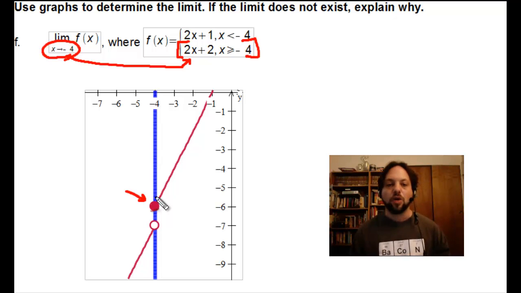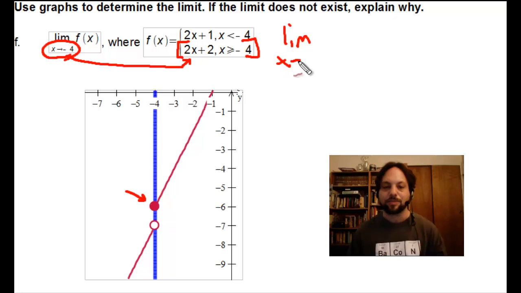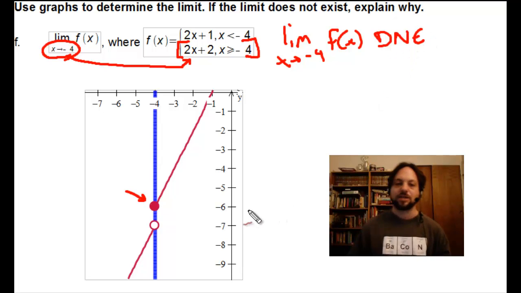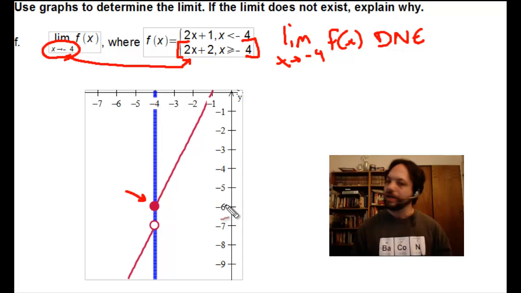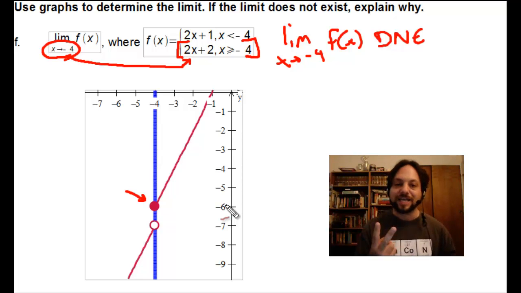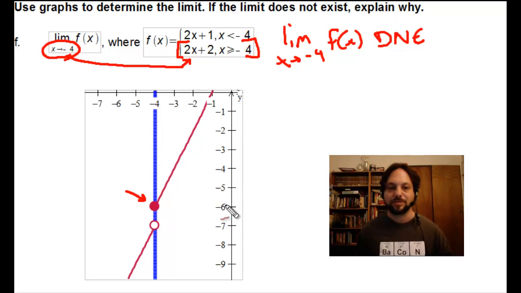And because of that, what we have to say is that the limit as x approaches -4 of this function does not exist. In order for it to exist, the limit has to be the same from the left as it is from the right. They have to be approaching the same value. Here, they are not. And now we've seen the second way that a limit can fail to exist.